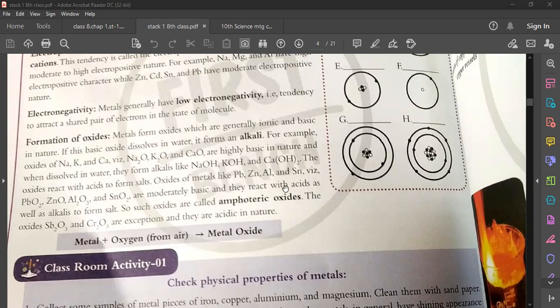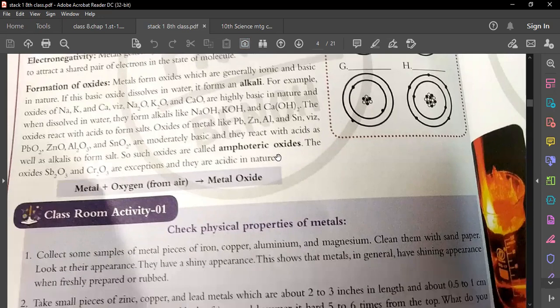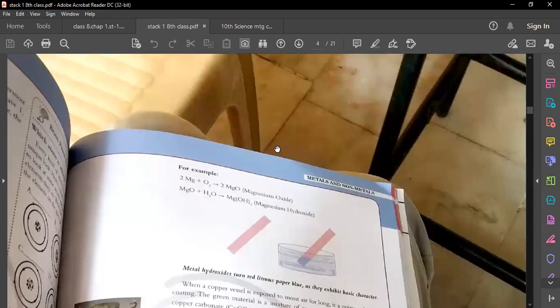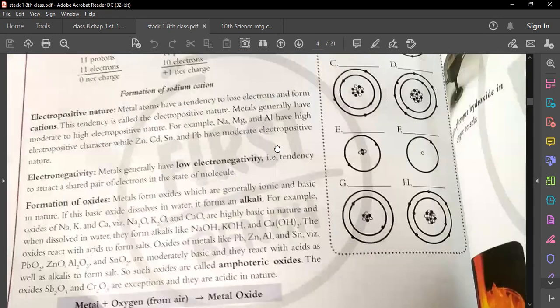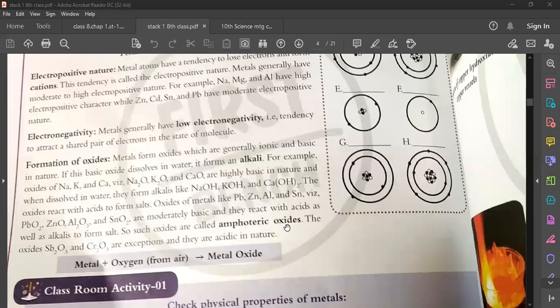Okay, any confusion? Sir, can you repeat amphoteric? Sir, can you explain once more? Metal oxides are basic in nature actually. So if the metal oxide dissolves in the water, it will form alkalis. Clear up to this? Still you have the doubt? Tomorrow's class I will start from here itself, from the formation of oxides. Okay.